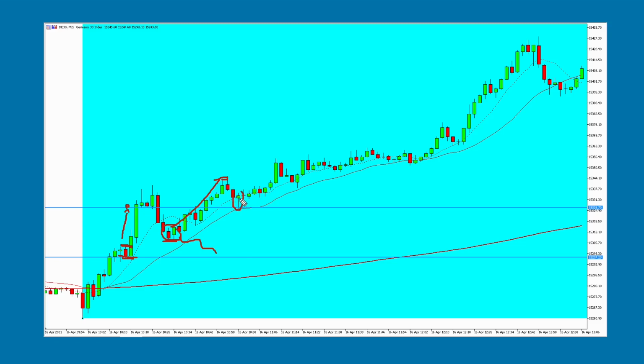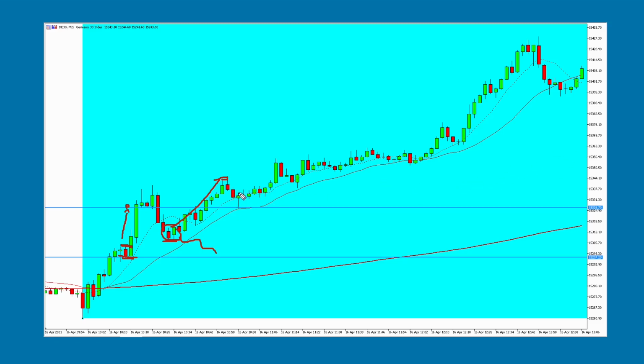We see a pin bar that hit the 8 moving average, that hit the 20 moving average, and at the same time it hit the resistance line. So there are 3 levels of support here, and this is a great place to take a trade, guys.